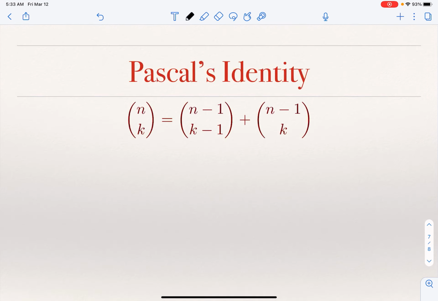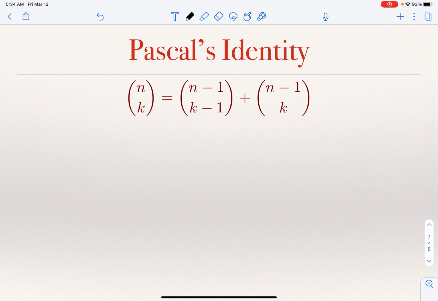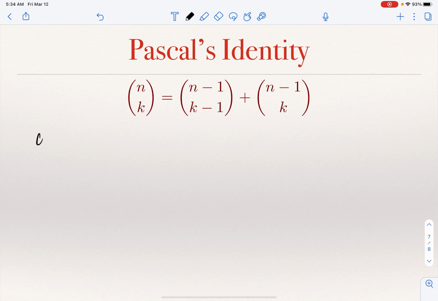Okay. So here's another famous equality known as Pascal's identity, that says n choose k equals n minus 1 choose k minus 1 plus n minus 1 choose k. And the question is, how do we prove this combinatorially? Well, I can come up with a counting problem, looking at the left-hand side.